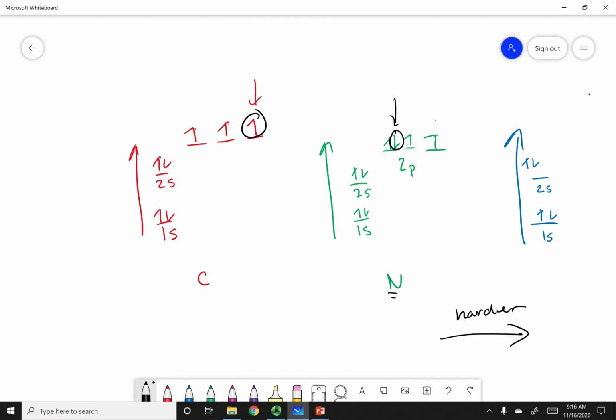And so the take-home message is, yes, there are general trends in the periodic table, and if you have these small deviations, you can explain them using the electron configuration.